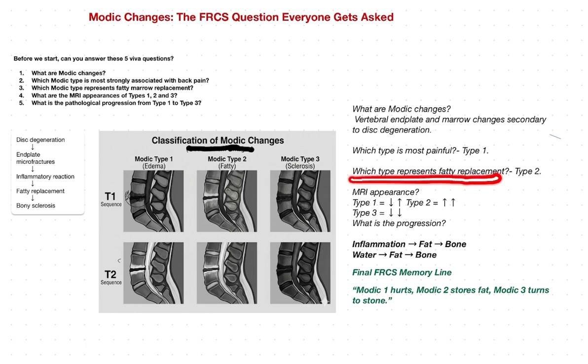Which type represents fatty replacement? It is type 2, the most common type. MRI appearances we have learned, and how does it progress? First inflammation, replaced by fat, then bone, and we can remember water, fat, and bone.